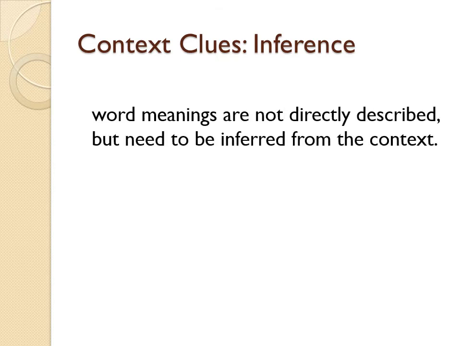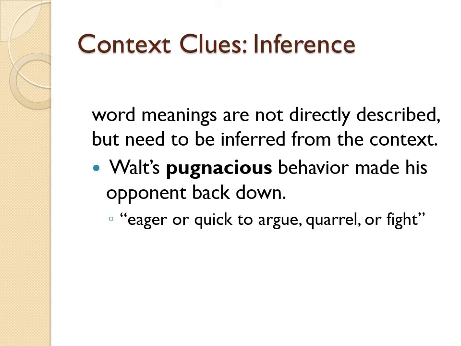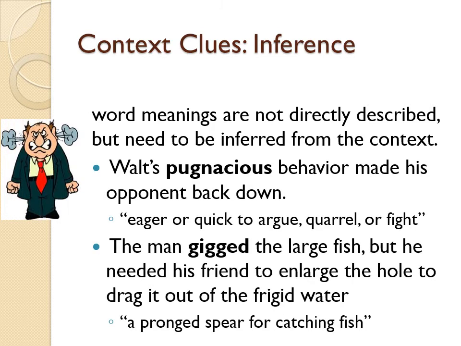When we're using inference, this is when we have a word meaning that is not directly described, but we need to infer it from the context. So Walt's pugnacious behavior made his opponent back down. This allows us to realize that pugnacious, although there isn't an exact definition, means eager or quick to argue, quarrel, or fight.